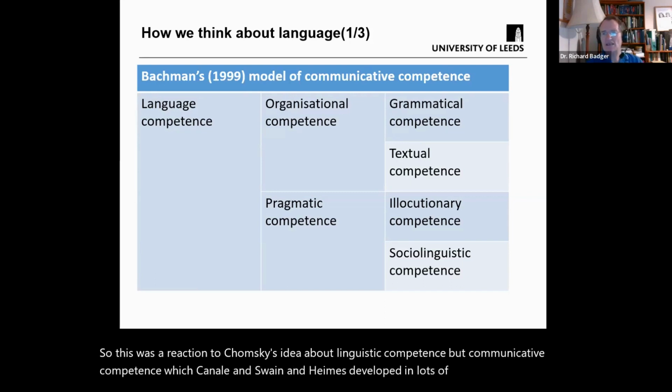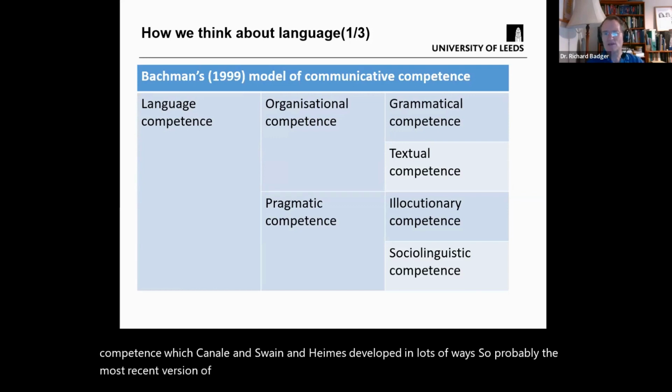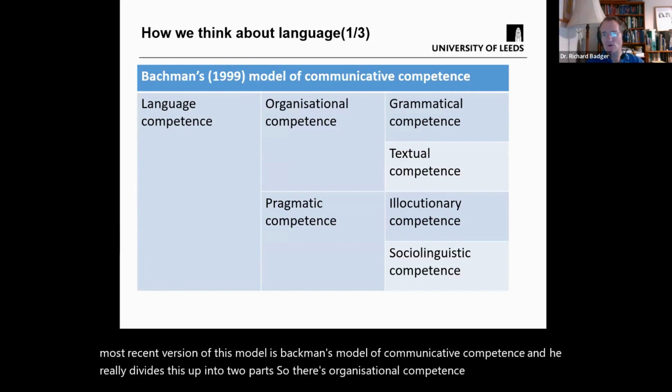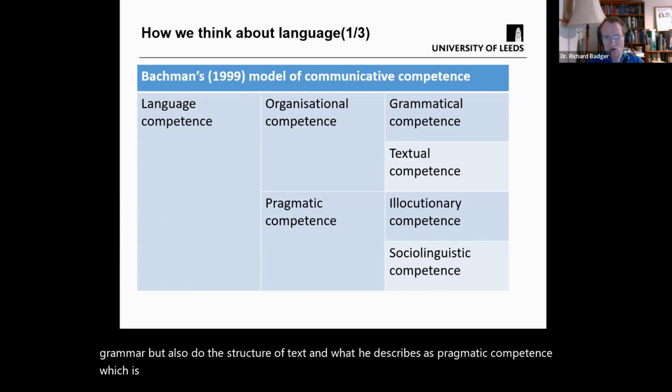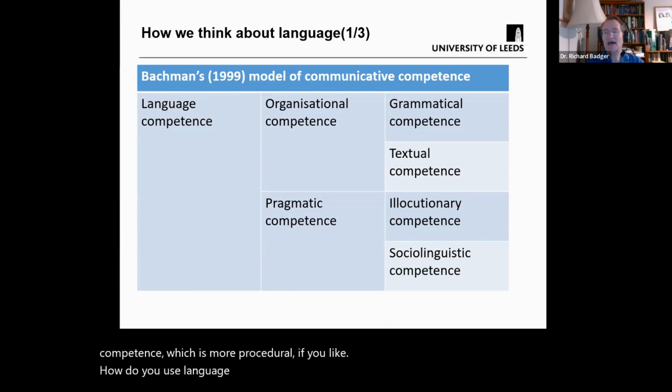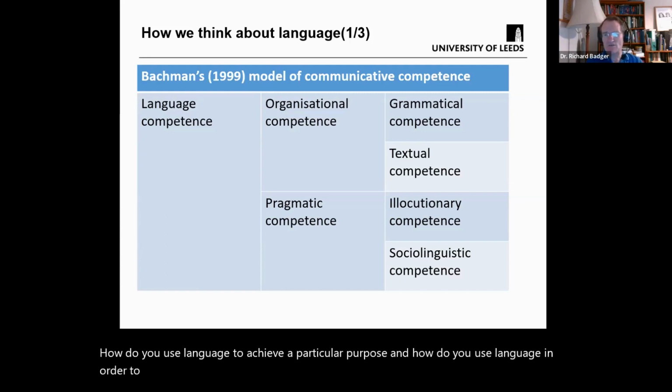So probably the most recent version of this model is Bachman's model of communicative competence. And he really divides this up into two parts. So there's organizational competence, which is to do with things like grammar, but also the structure of texts. And what he describes as pragmatic competence, which is more procedural, if you like. So how do you use language to achieve a particular purpose? And how do you use language in order to maintain appropriate relations with other people?